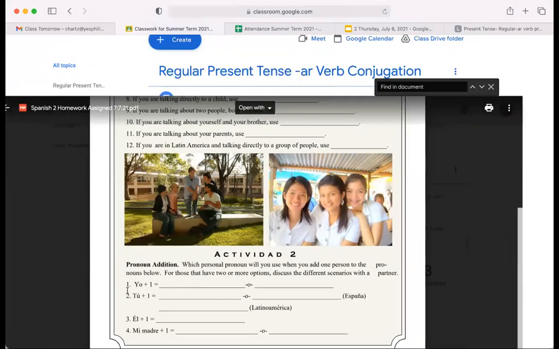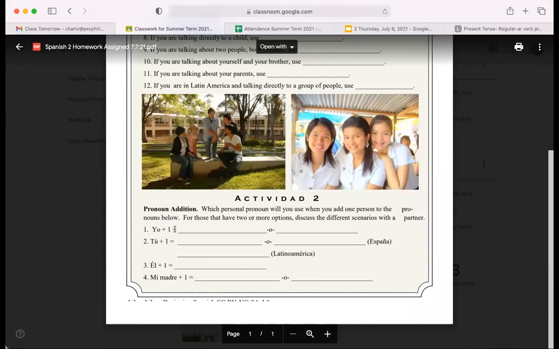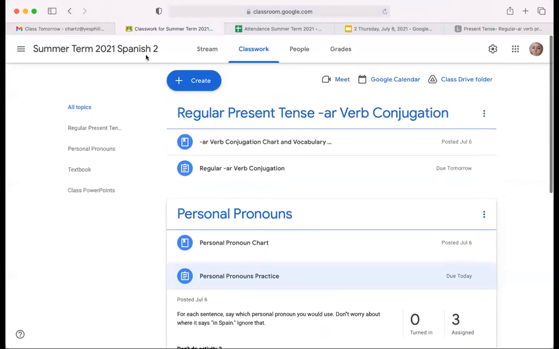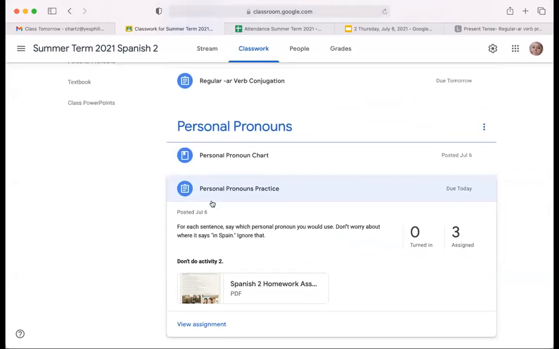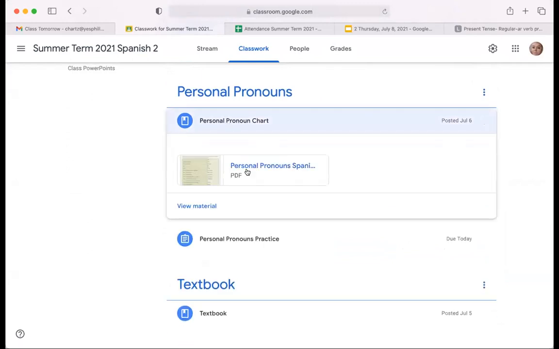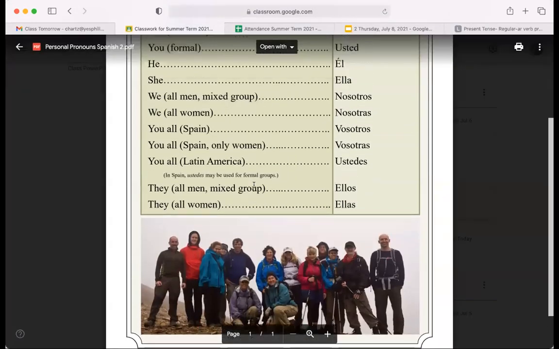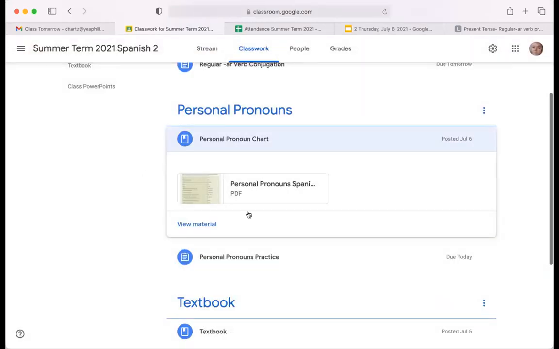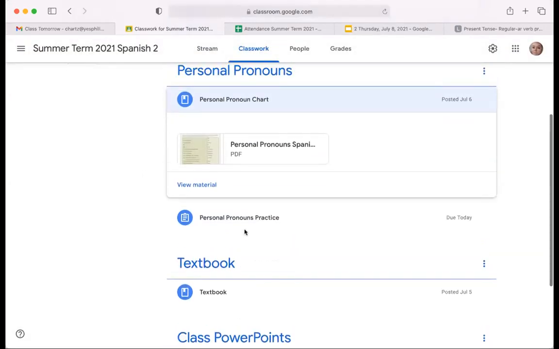Wait, can you go back? I want to see where this is at. Yeah, it's under personal pronouns. So those two are the only things that are due? Well, this is just the chart of the personal pronouns. This isn't an assignment, it's to help you out. So it's just that one assignment. Yep, that's all that's due right now.